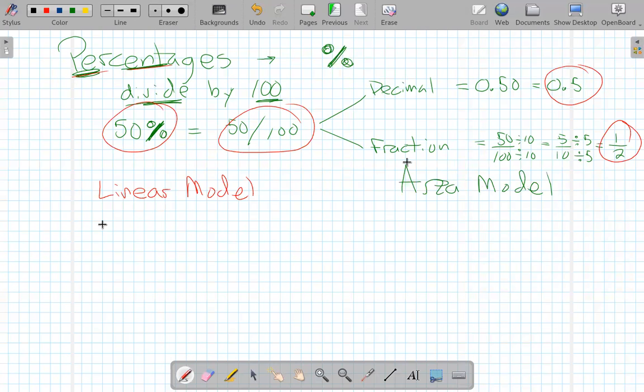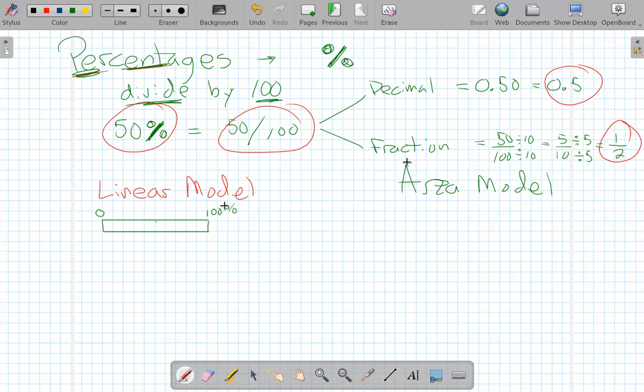With a linear model, what we do is we draw a rectangle, and I'm going to make my rectangle, since I have a grid here, 10 units long. So 1, 2, 3, 4, 5, 6, 7, 8, 9, 10. I want to end my rectangle right there. And then usually I'll make some notes, like at the beginning is 0, at the end is 100%.